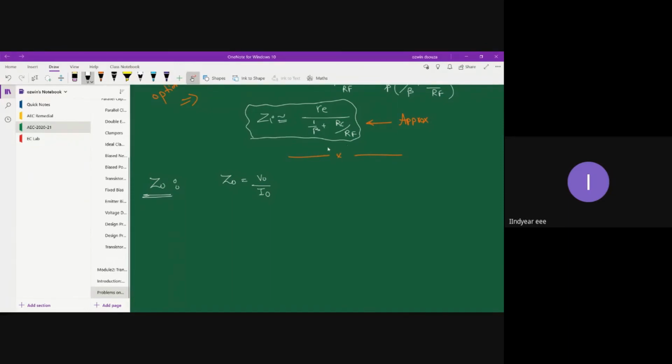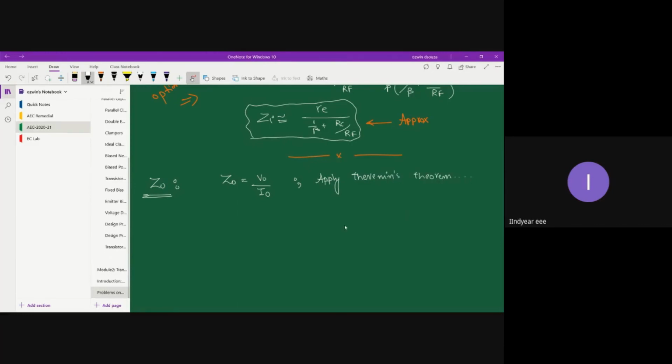So to find Z0, I will apply Thevenin's theorem.